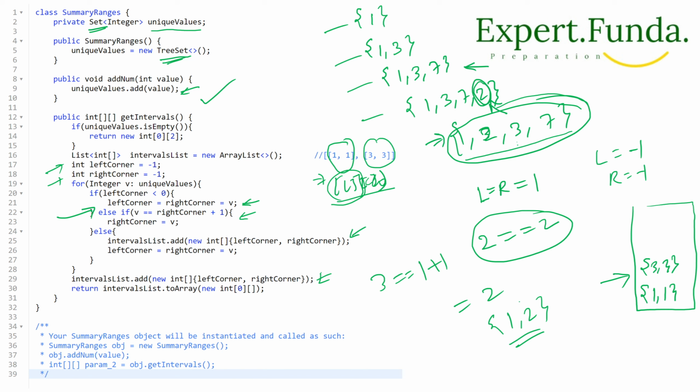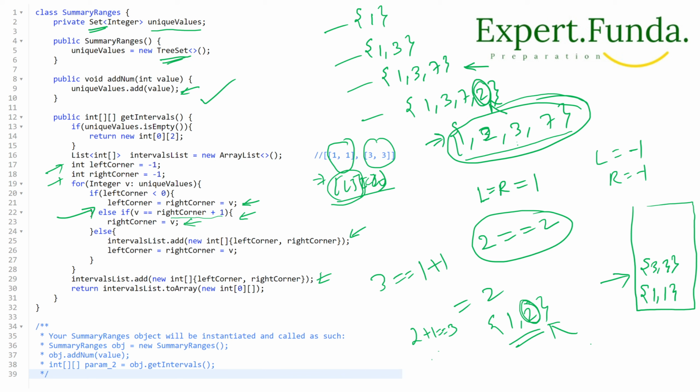But next time, you see 2 is here again as left corner, right corner. We will add our new value that we have already updated. Right corner is equal to v, meaning 2. If we do 2 plus 1, that is 3. The next value we have is 3, so we update our right corner: 2 plus 1 is equal to 3, and this is true.